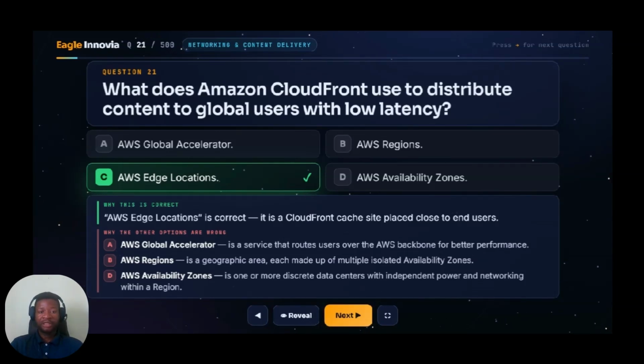Global Accelerator is a service that routes users over the AWS backbone for better performance. An AWS Region is a geographical area made up of multiple isolated Availability Zones, while an Availability Zone is one or more discrete data centers with independent power and networking within a Region.